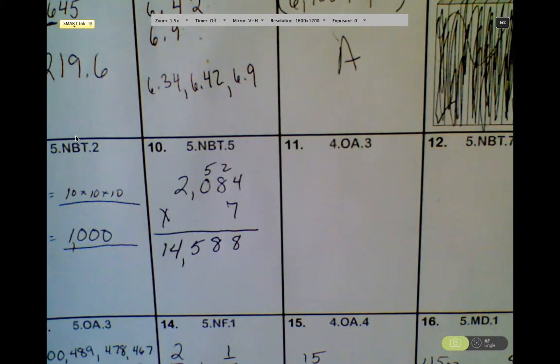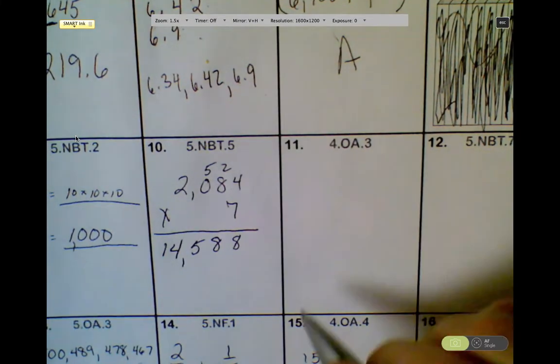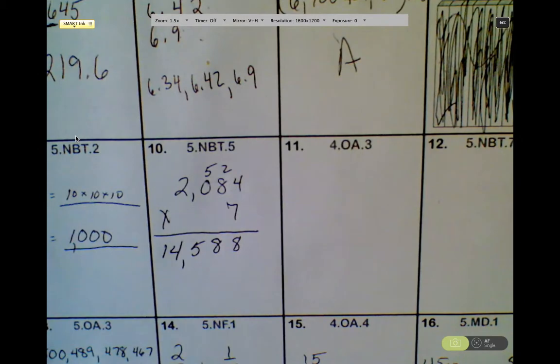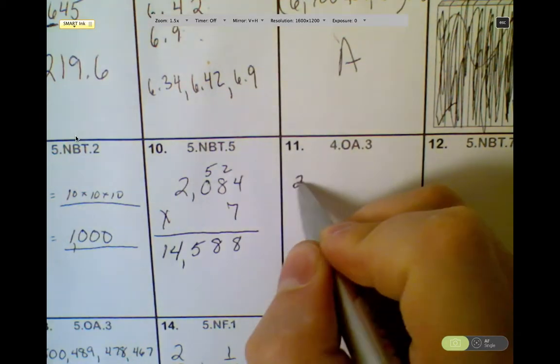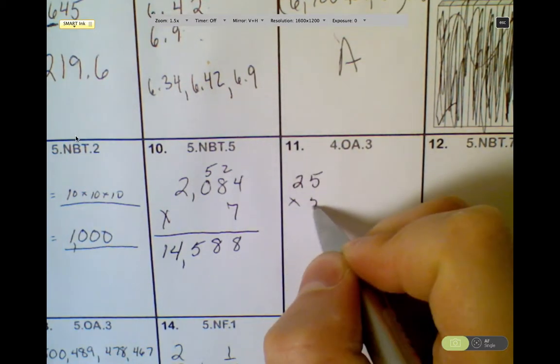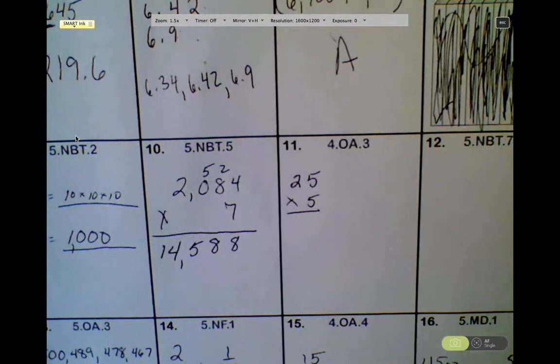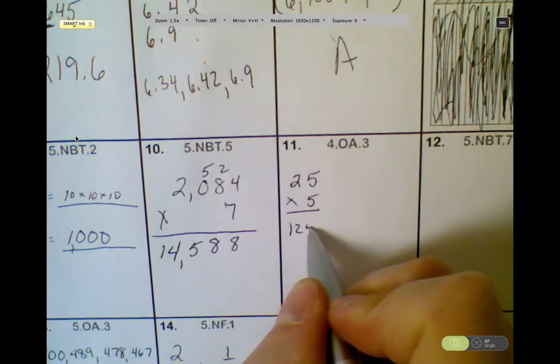Number 11, Mick Nickel is a hard-working robot. He performs 25 tasks every weekday and 140 tasks each day on the weekend. How many tasks does he complete in 2 weeks? Well, he's doing 25 tasks every weekday. There's 5 weekdays in a week. It's 25 times 5. That gives me 125.